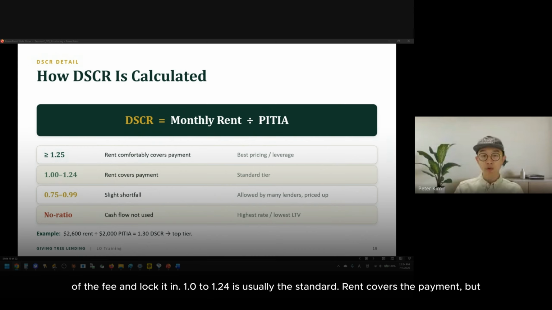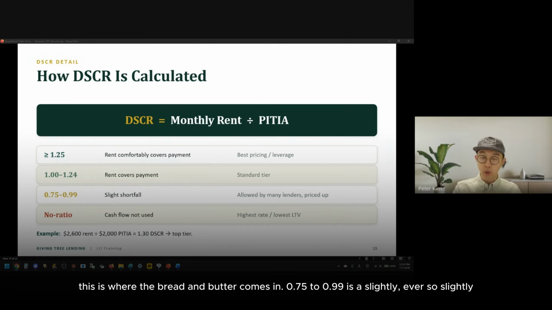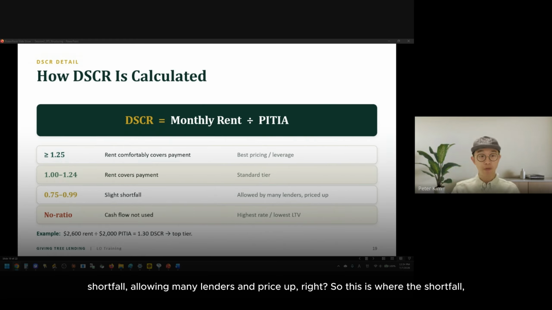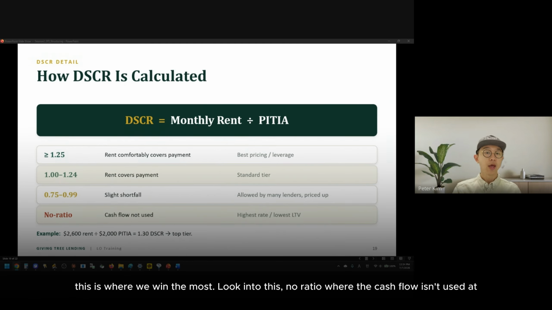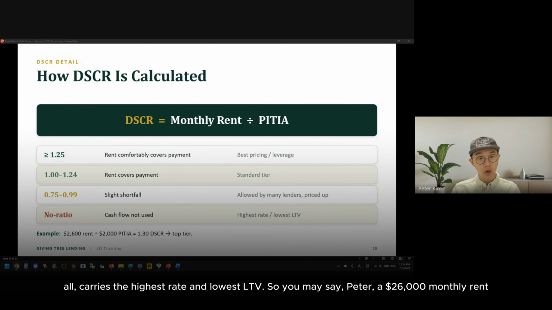1.0 to 1.24 is usually the standard. Rent covers the payment, but this is where the bread and butter comes in. 0.75 to 0.99 is a slight, ever so slight shortfall, and many lenders price up, right? So this is where we win the most. Look into no ratio, where the cash flow isn't used at all; it carries the highest rate and lowest LTV.